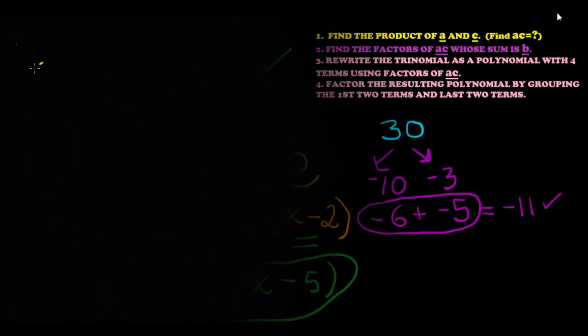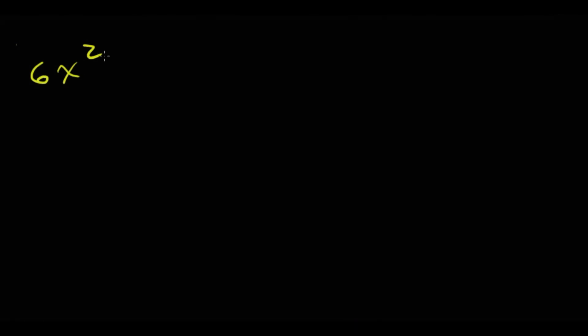So let's look at 6x squared plus x minus 12. Okay, so we have a trinomial, and the leading coefficient of this trinomial is the 6, and that's not 1, so that's greater than 1. So we're going to go ahead and use the AC method to factor this trinomial. And we have a procedure of how to do that.